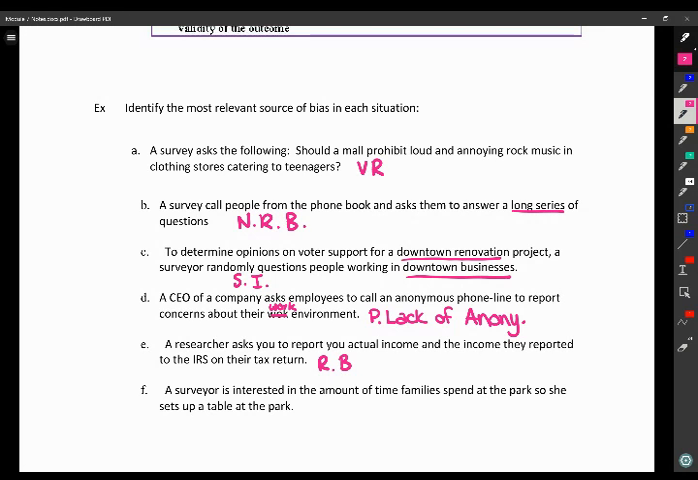because they asked to report the actual income and the income they reported to the IRS. Those are not necessarily the same, and so they might change their answer to make sure that it all works out nice. And then the last one is a self-interest, because they're asking families who are spending time in the park if they should, but they're doing it at the park. And so because those are the same place, that's a self-interest issue.